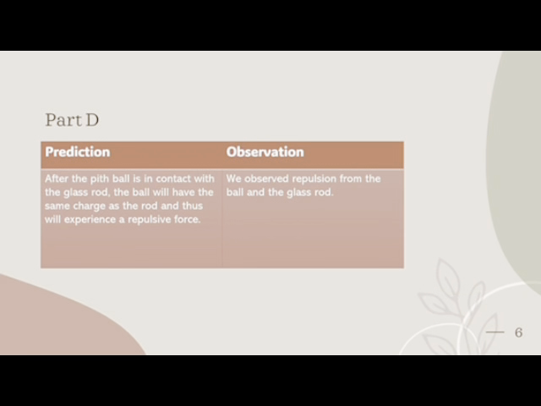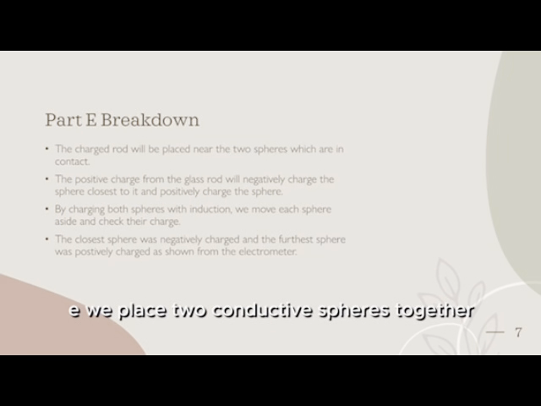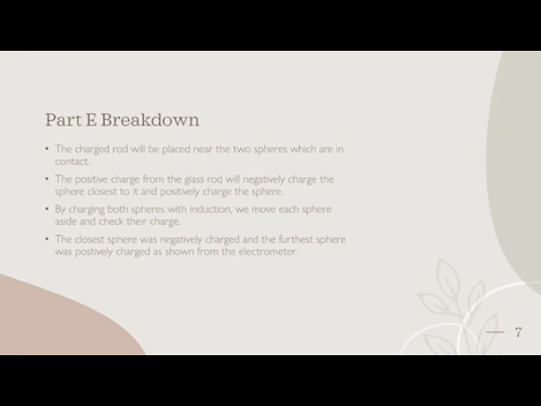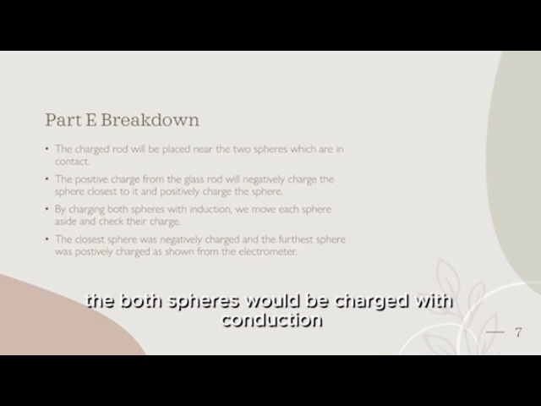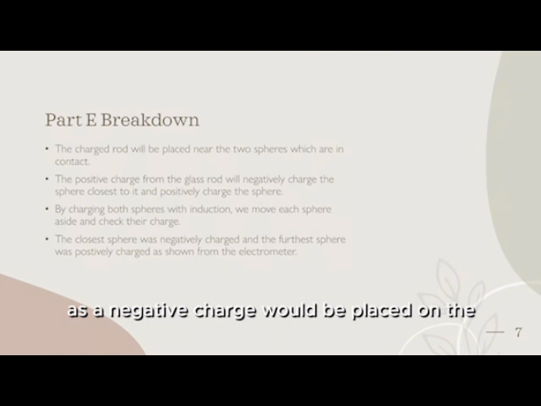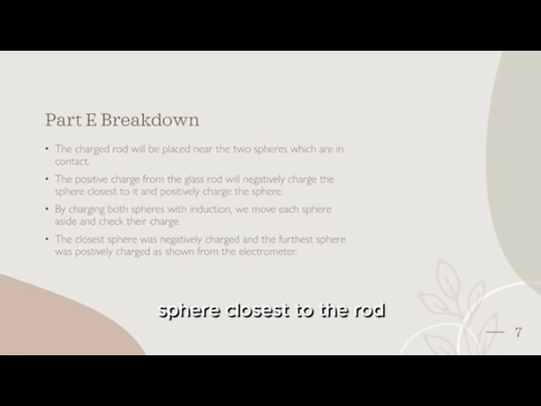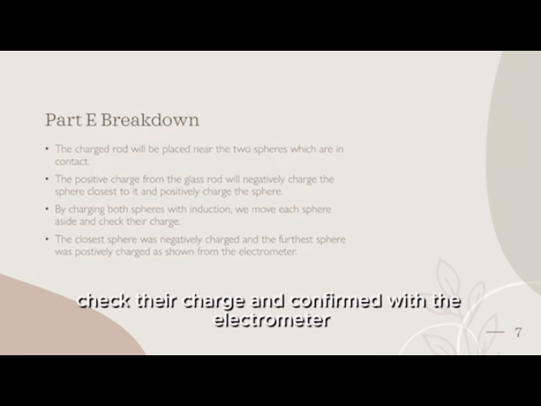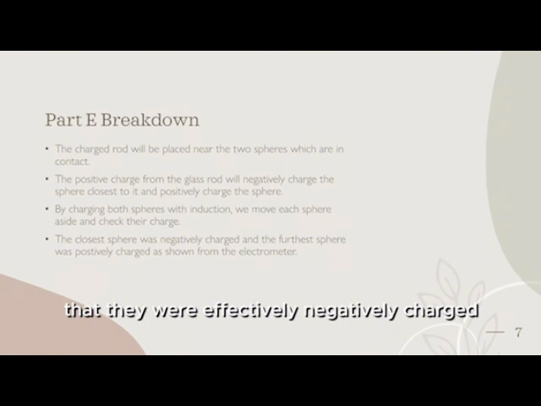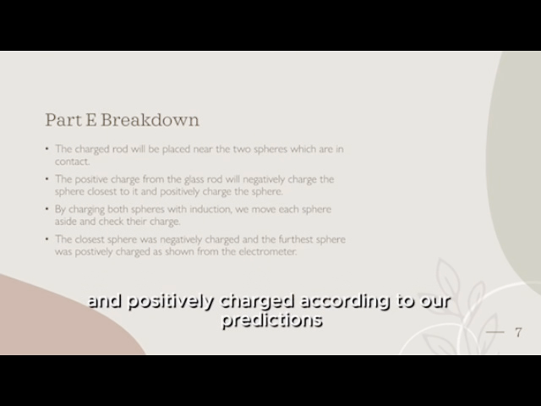E, we place two conductive spheres together, and then we place the glass rod close to it but not touching. This way, both spheres would be charged with conduction, as a negative charge would be placed on the sphere closest to the rod, and a positive charge would be placed on the farthest ball, as the rod is positively charged. Then we got the spheres to stop being in contact with each other, checked their charge, and confirmed with the electrometer that they were effectively negatively charged and positively charged according to our predictions.